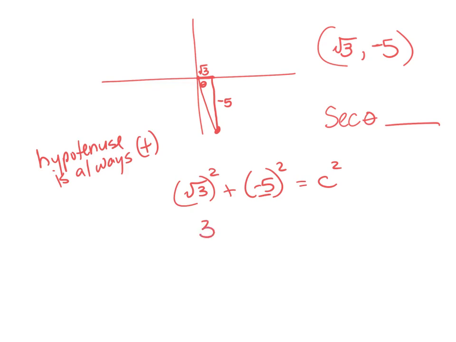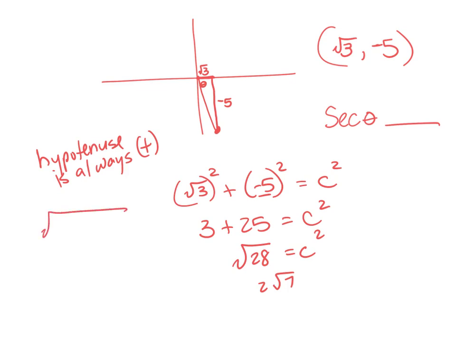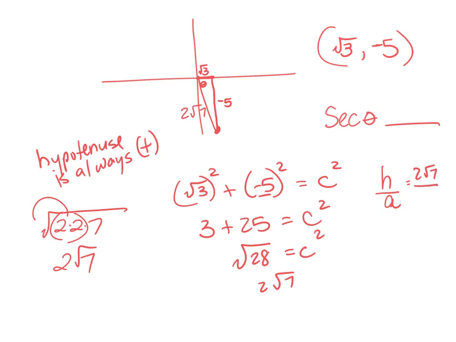Square root of 3 squared is 3. -5 squared is 25. And this is the square root of 28, which is 2√7. And the reason is that 28 is 2 times 2 times 7, and I can pull one 2 out. So it's 2√7. So I'm going to put that over here as the hypotenuse. And the secant, again, is hypotenuse over adjacent, right? So the hypotenuse is 2√7 over the adjacent, which is √3.